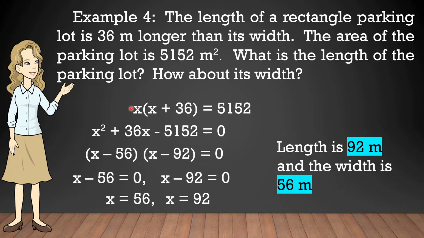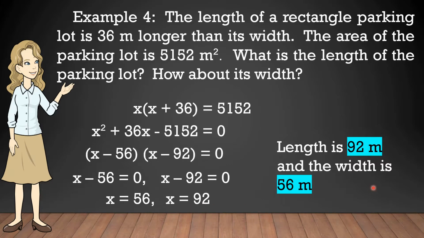Then let us factor this. The factors are x minus 56 times the quantity x minus 92 is equal to 0. When we subtract these, the result is 36, so it is longer by 36. Now let us use the zero product property. x minus 56 is equal to 0, and the other one is x minus 92 is equal to 0. So x is equal to 56 and the other one is x is equal to 92.